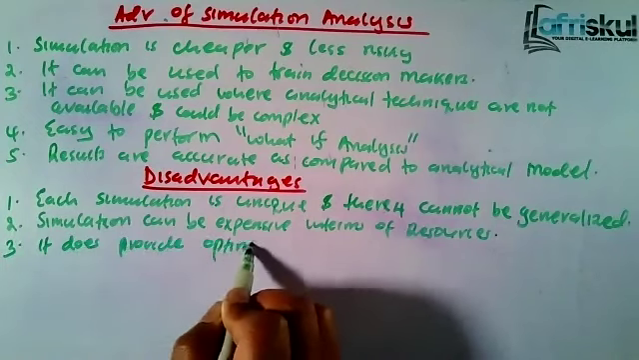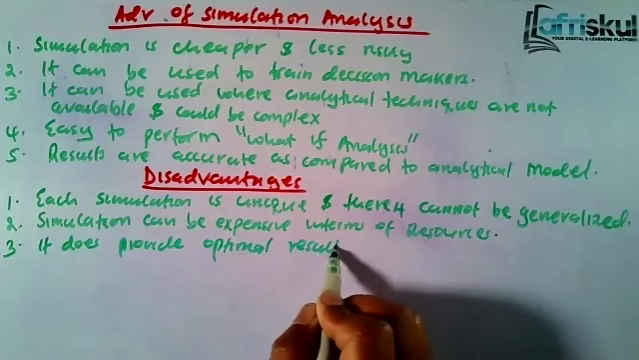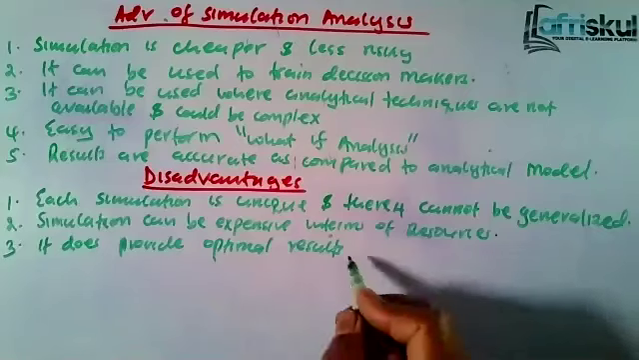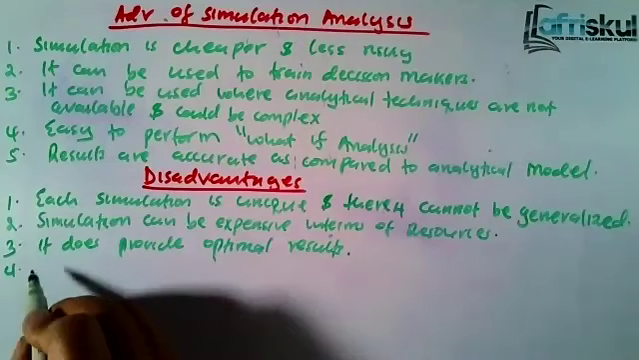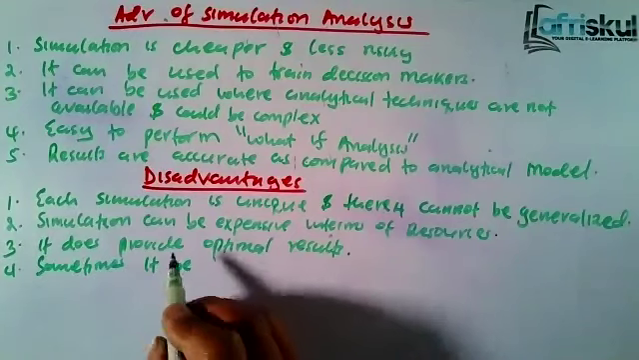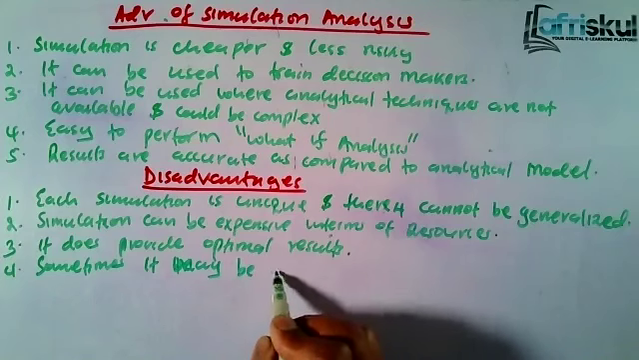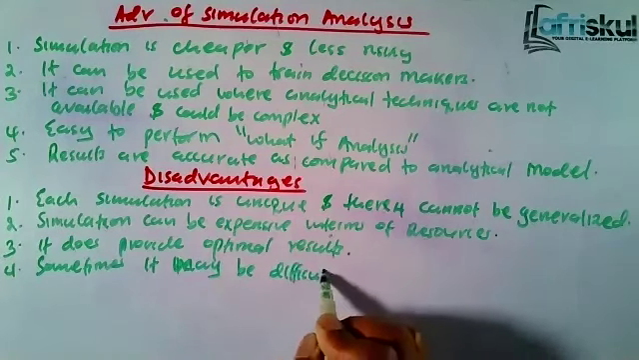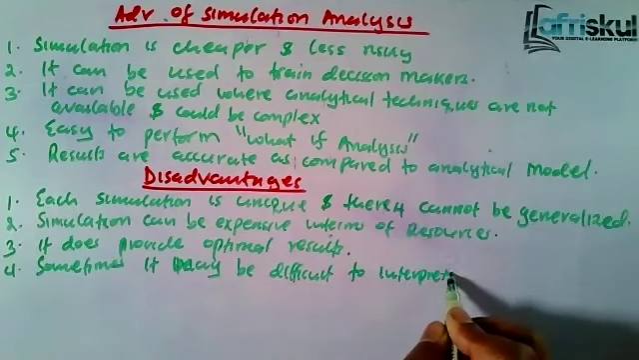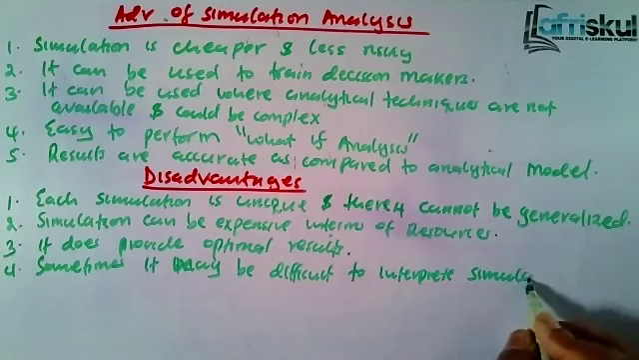And then number 3, another disadvantage is that it does not provide optimal results. We have said that we are using probability. Probability is applied in an environment of uncertainty. So since we are in an environment of uncertainty, it's hard for us to get optimal results. And then other disadvantages. Sometimes it may be difficult to interpret simulation results.